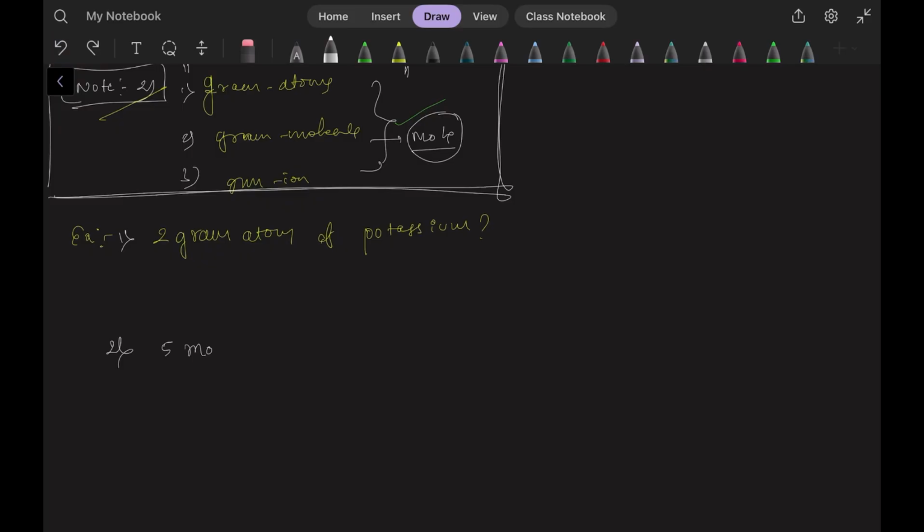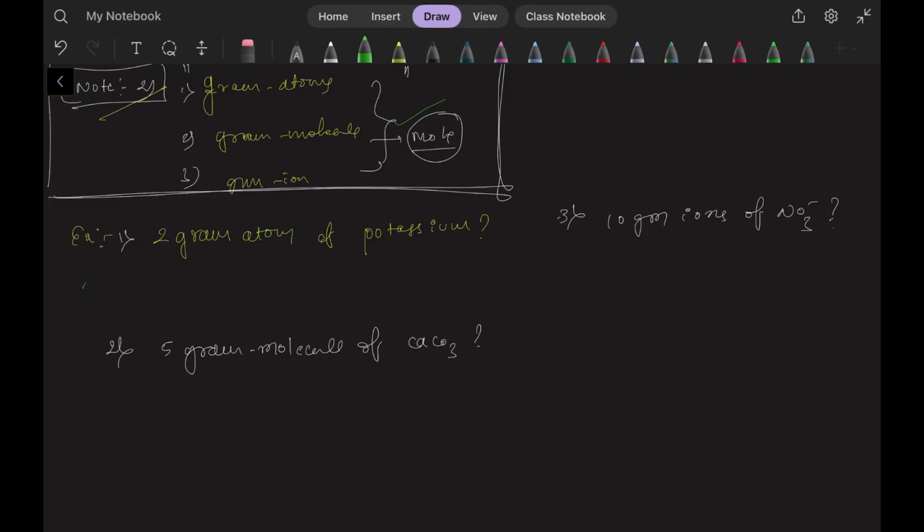5 gram molecules. 5 gram molecule of calcium carbonate. What do you mean by this? Question number 3. 10 gram ions of NO3 minus ion. What do you mean by this?